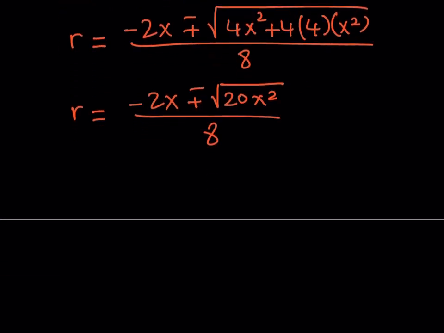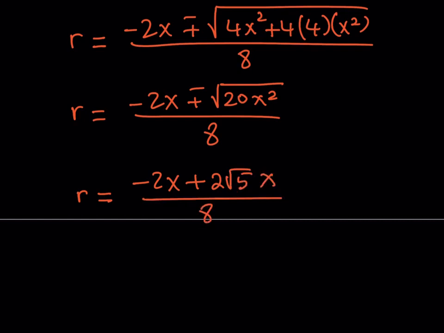So how does this look? Well, I can just go ahead and write it as negative 2x plus, now, okay, square root of 20 is 2 root 5. So I can write it as 2 root 5 multiplied by x all over 8. Obviously, you can divide everything by 2, right? And if you do that, you're going to get something like root 5x minus 2x divided by 4.